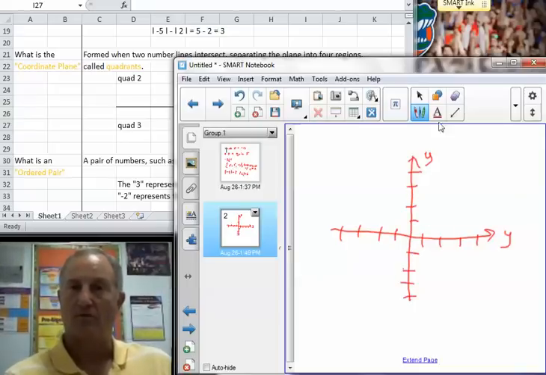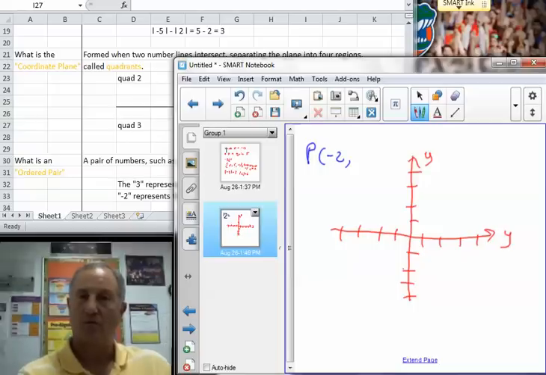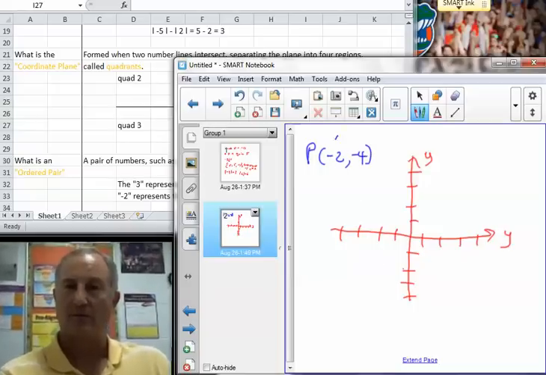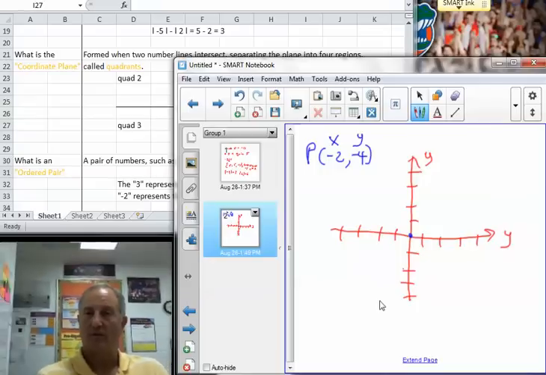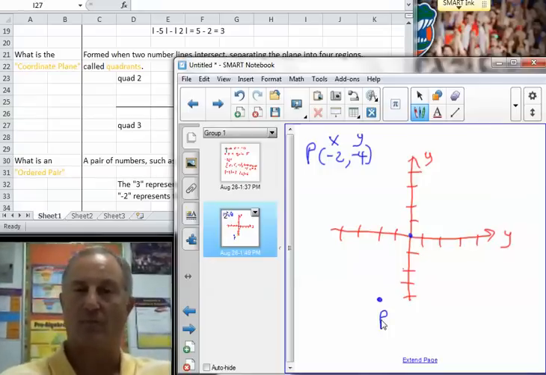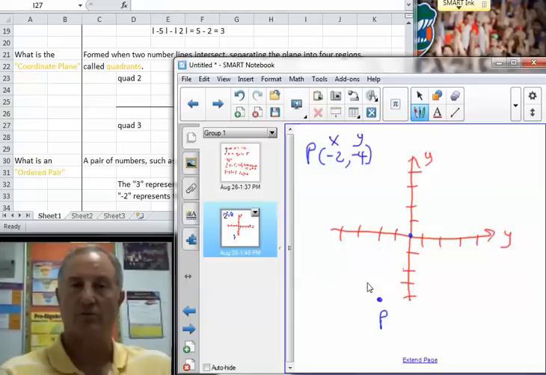Let's say I want to plot the point P. That's at negative 2, negative 4. What that's telling me is my x is negative 2 and my y is negative 4. So there's my origin. I start here. I'm going to go 1, 2 places to the left. Then I'm going to go down 4. There's my P. What quadrant is this? Third quadrant.